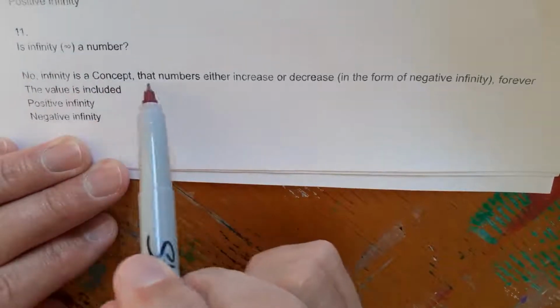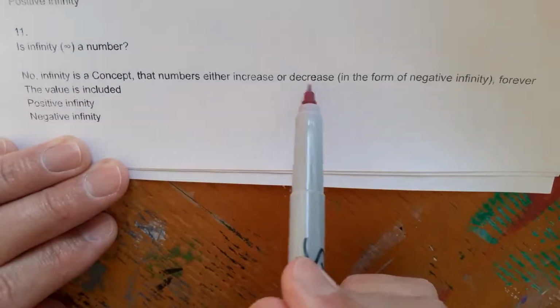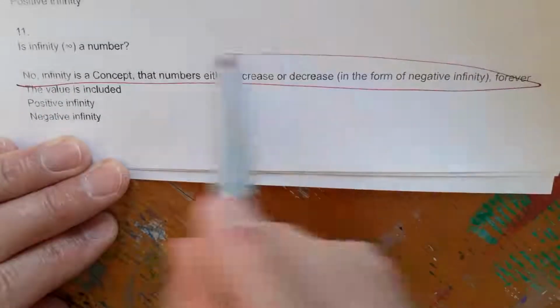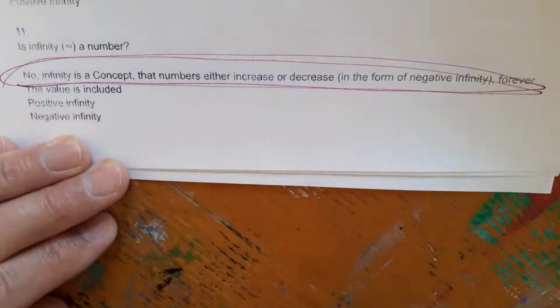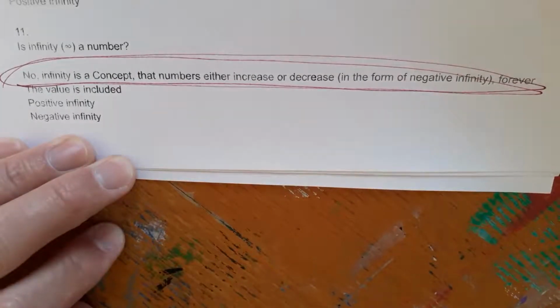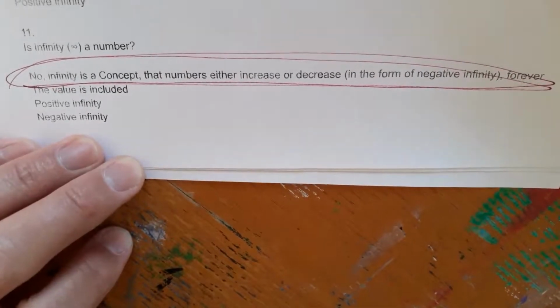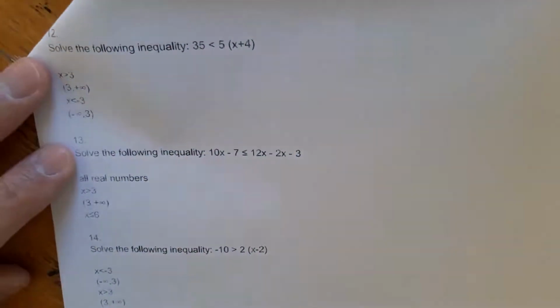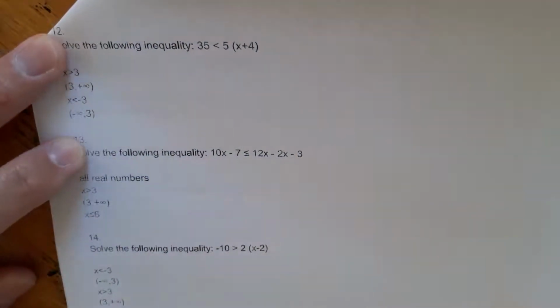No, infinity is a concept that numbers either increase or decrease forever, in the form of negative infinity. So you can't just pick a number, like you can't say a billion and say that's infinity. It's not. A billion's just on the way to infinity, and 10 billion or 100 billion or a trillion is all on the way to infinity. You can't pick a number. Infinity is not a number. It's a concept. It's an understanding of an idea in our mind that things can increase or decrease forever.